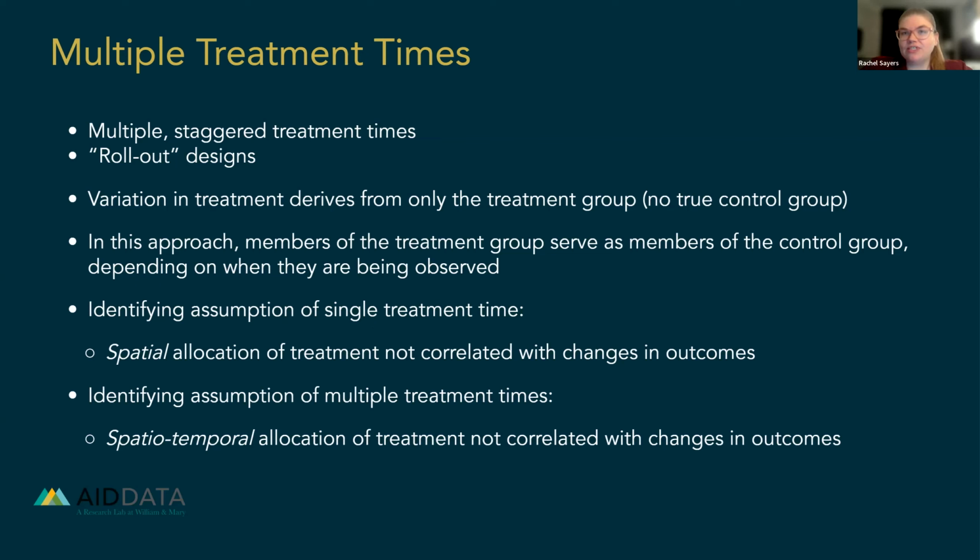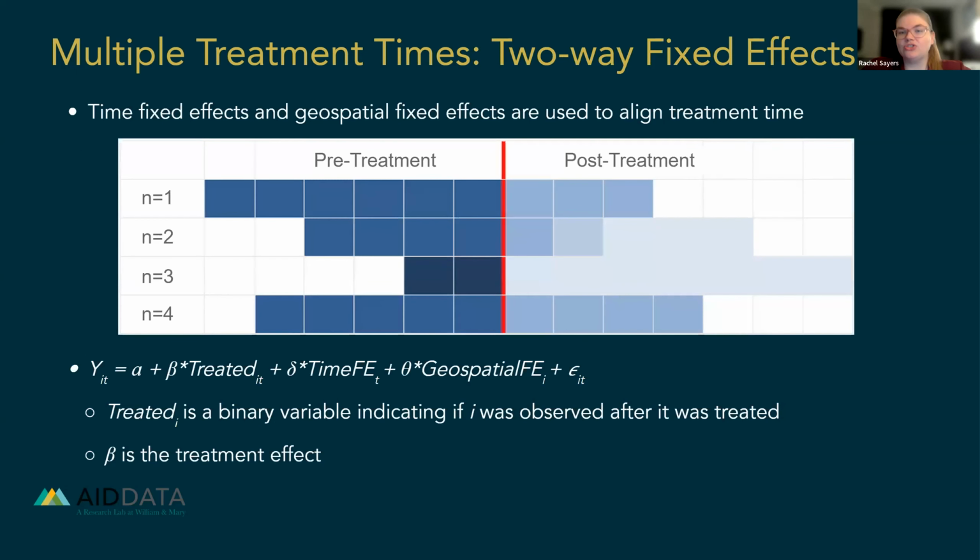So there's a little bit of a difference in the identifying assumption, whereas before we were only concerned about the spatial allocation of treatment not being correlated with the changes in outcome. Now we're worried about something more. We're worried about the spatio-temporal allocation of treatment not being correlated with the changes in outcome. So it's a little bit more strenuous, but again, you have a little bit more flexibility not needing a true control group. So essentially what this does is it statistically aligns over time the treatment time in the statistical model, and therefore it allows you to estimate the treatment effect based on this, as you can see in this graphic.